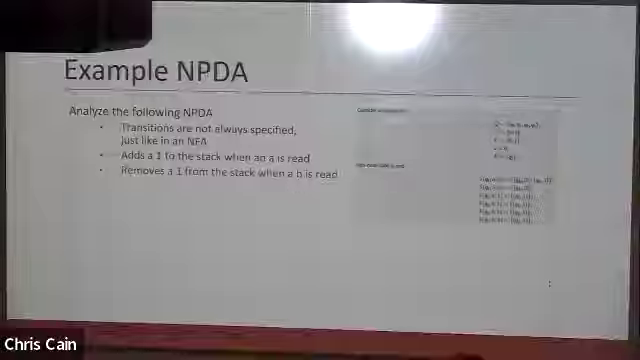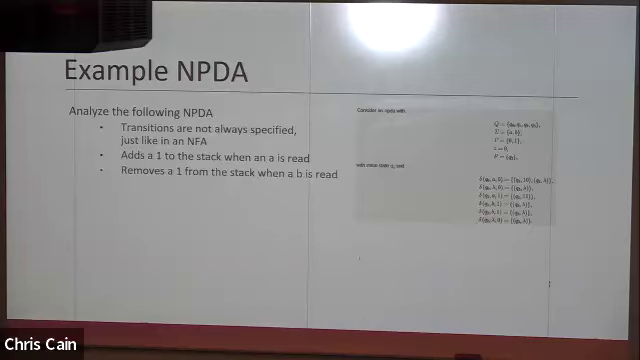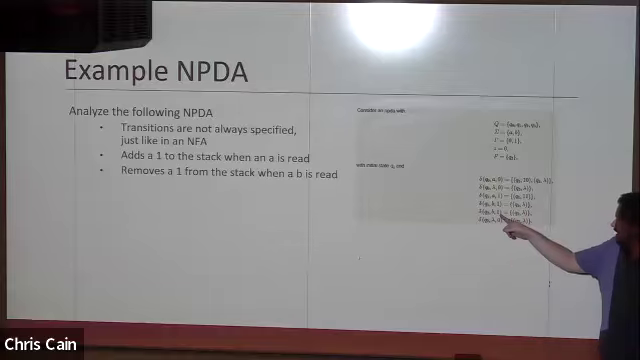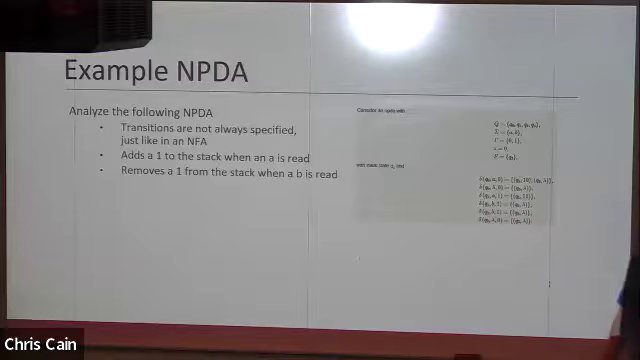It removes a 1 from the stack when a B is read. So we see a B here. If there's a 1 on the stack and we're in state Q1, then we pop that 1. If there's a 1 on the stack and we're in state Q2, we pop that 1. Between those two transition definitions, it tells us that whenever there's a 1 on the stack and we're in those states, we're going to remove it.